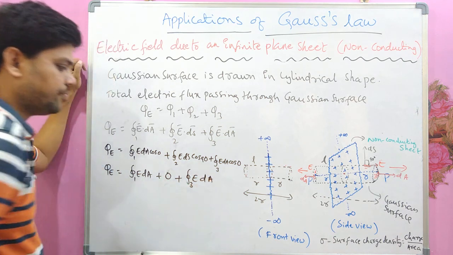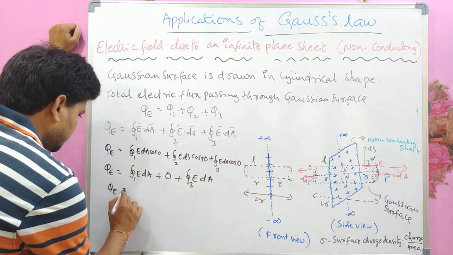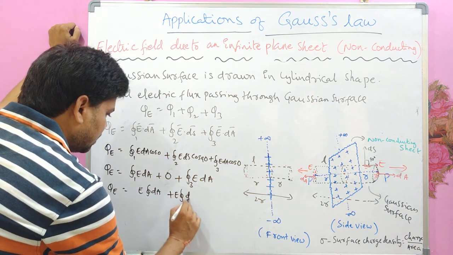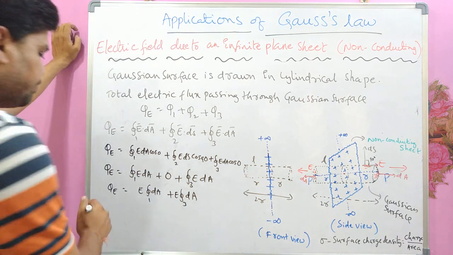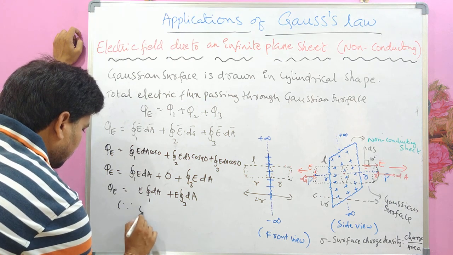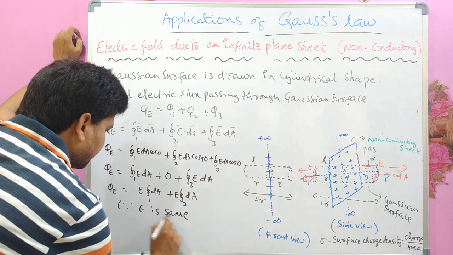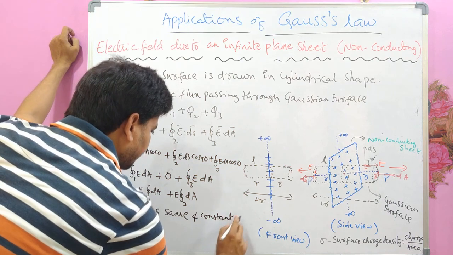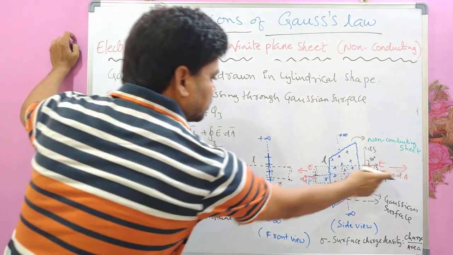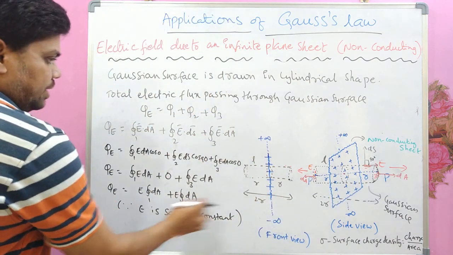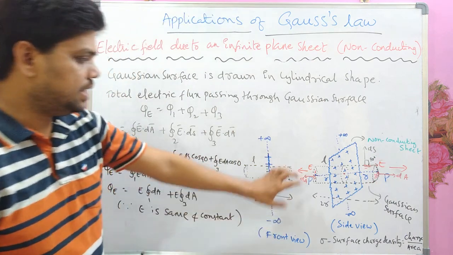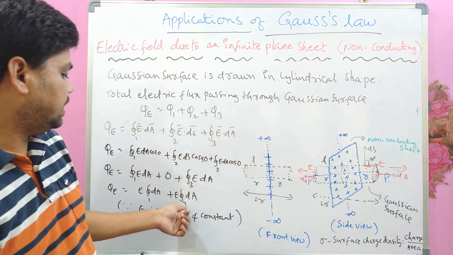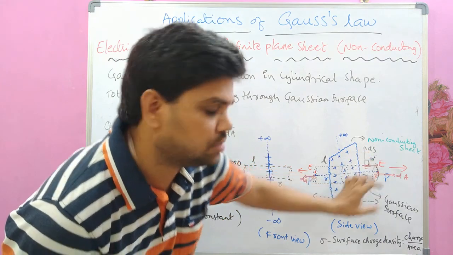Which means I can write it as E integral dA plus E integral dA, because E is the same and constant on surfaces 1 and 3. The area on 1 is the same as on 3. Integral dA on 1 is this flat surface area, and integral dA on 3 is this flat surface area, which means both are the same.